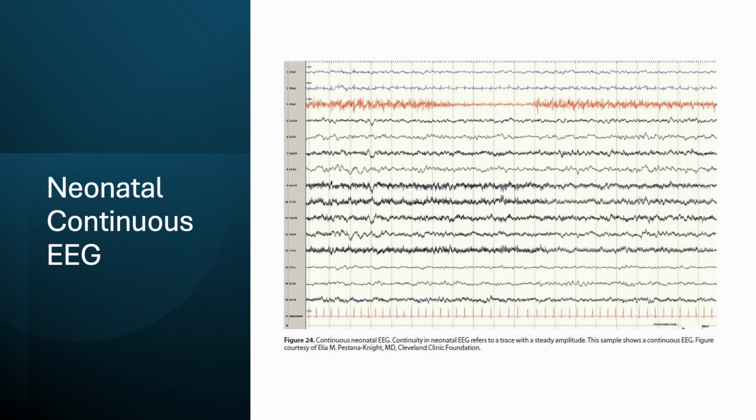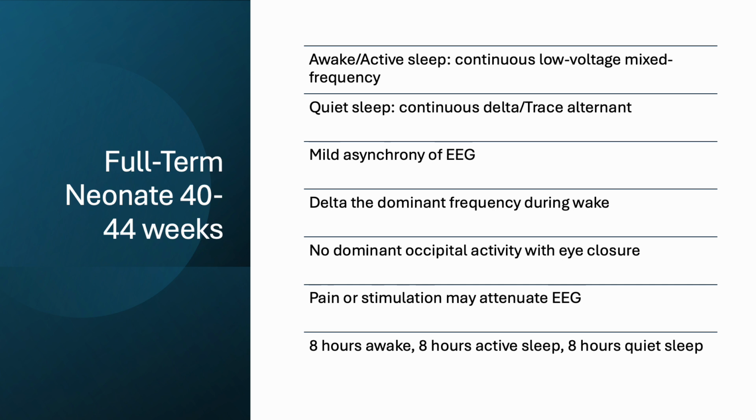Here's continuous EEG. That's just when there are always waves and no quiescence or cessation of waves, no flat lines. Now we have a full-term infant. So between 40 and 44 weeks gestational age, wake and active sleep both show continuous low-voltage mixed frequency. Quiet sleep shows continuous delta and trace alternate.